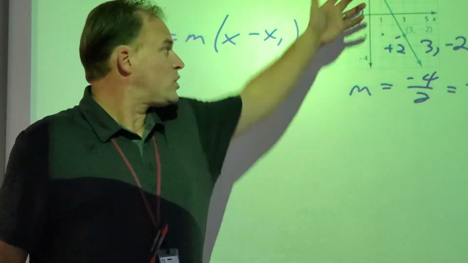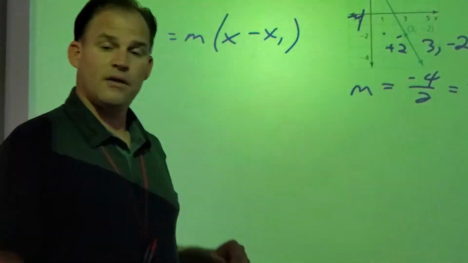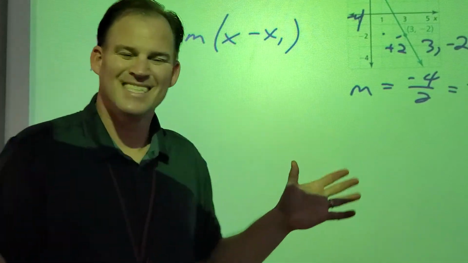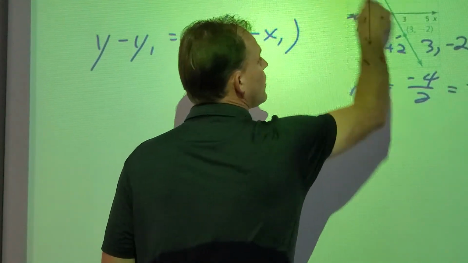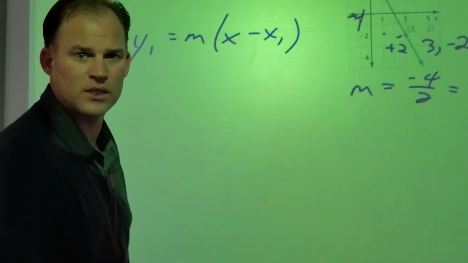Plug it in. Well, which one do I plug in? I have the slope is -2. Which point do I use? The nice part is it doesn't matter. You can use either one. I'm going to grab this one just because they're both positives and I don't have to mess with the negative.